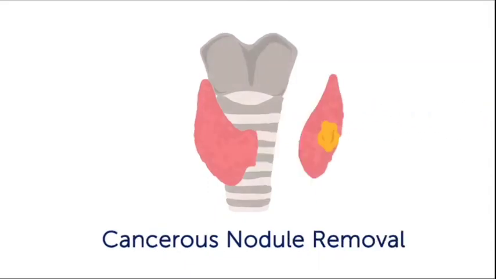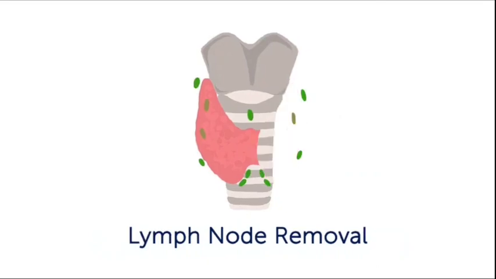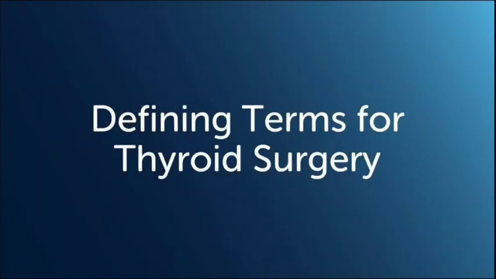When your surgeon removes a cancerous thyroid nodule, he or she may need to remove lymph nodes that are present around the thyroid gland. This is called a central neck dissection. There are a few terms generally used to describe the kind of surgery.